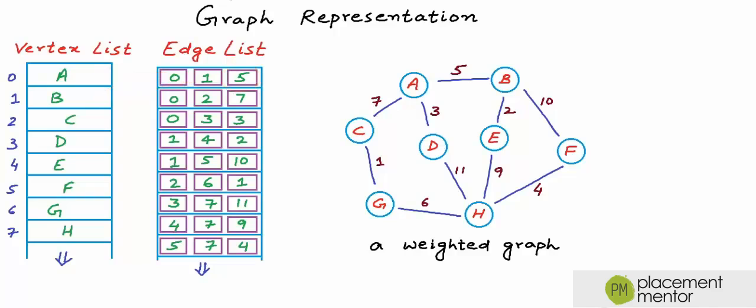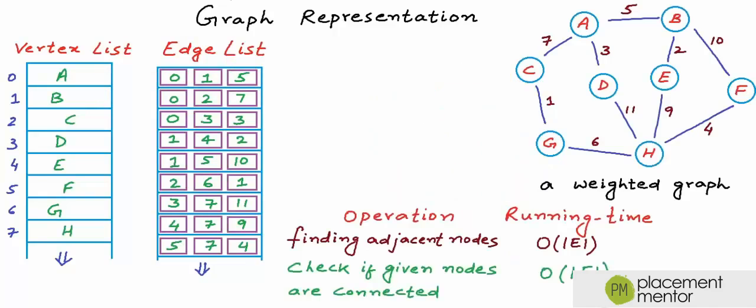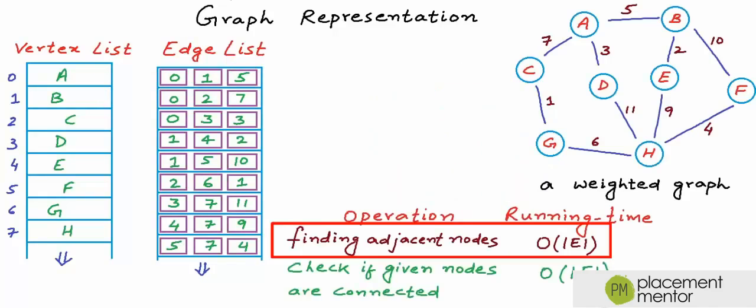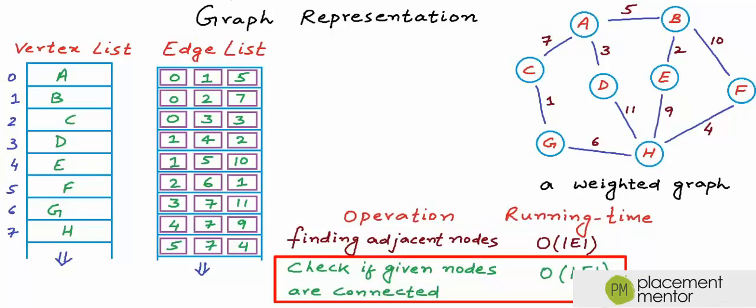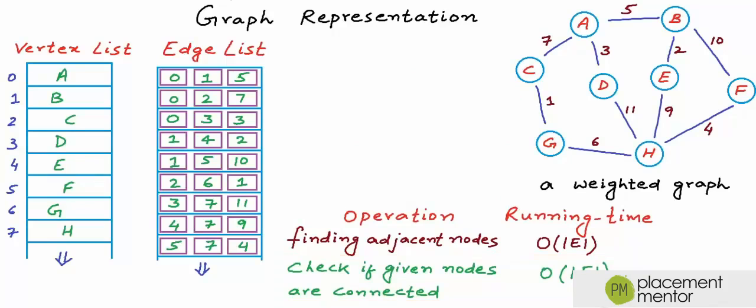But we realized that this kind of storage is not very efficient in terms of time cost of most frequently performed operations, like finding nodes adjacent to a given node or finding if two nodes are connected or not. To perform any of these operations, we need to scan the whole edge list. We need to perform a linear search on the edge list. So the time complexity is big O of number of edges.